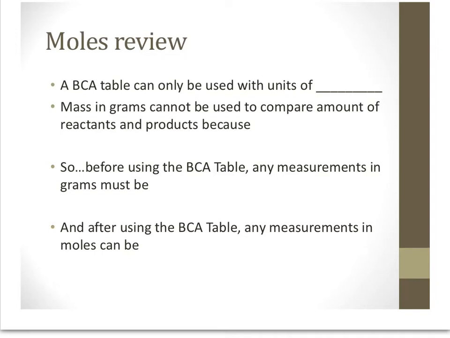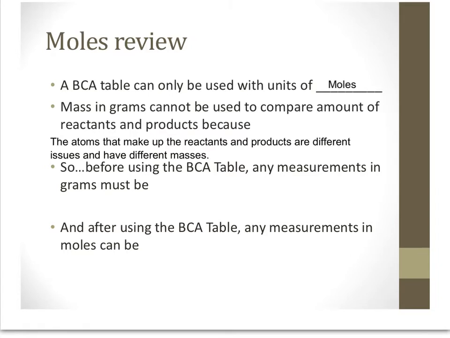As we've been looking at in Unit 6, a BCA table can only be used with units of moles. This is because the balanced chemical equation is balanced based on number of atoms and number of molecules, which are all particles, and a mole is just a group of particles. So we can't use mass in grams to compare amounts of reactants and products because the atoms that make up these reactants and products are different sizes.